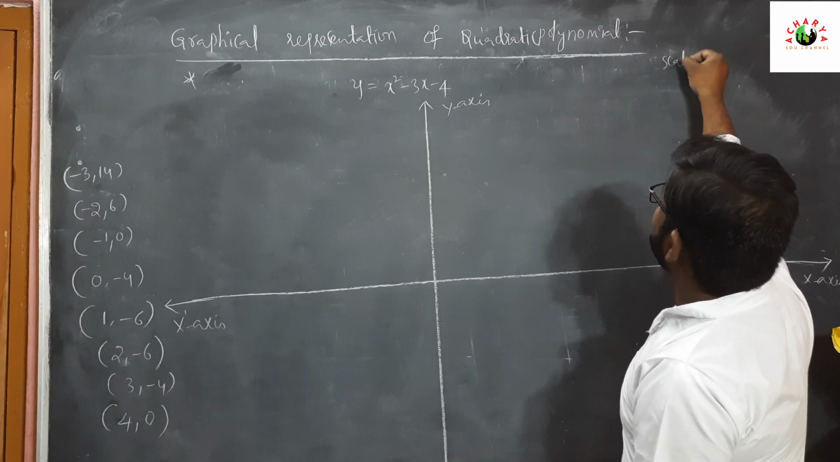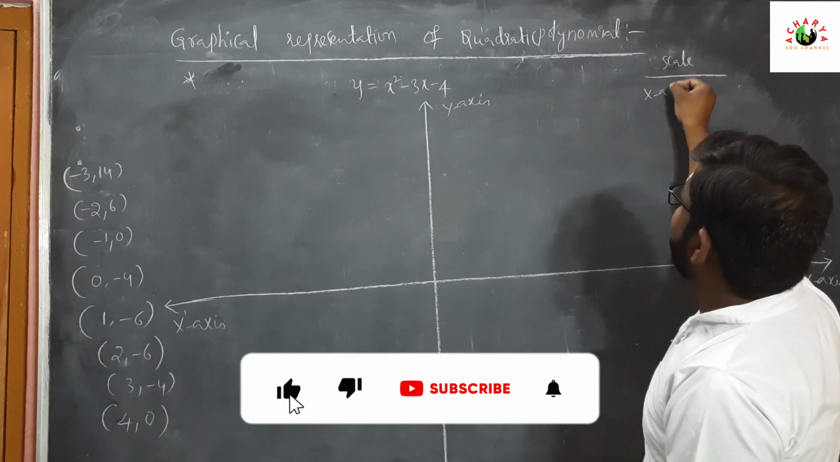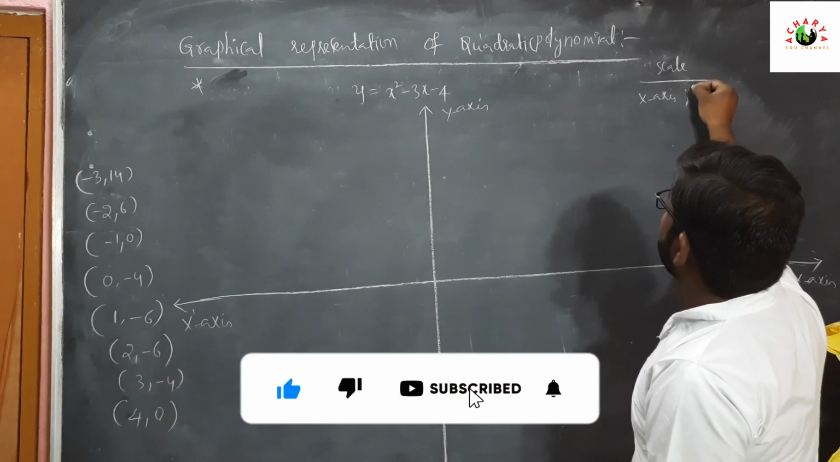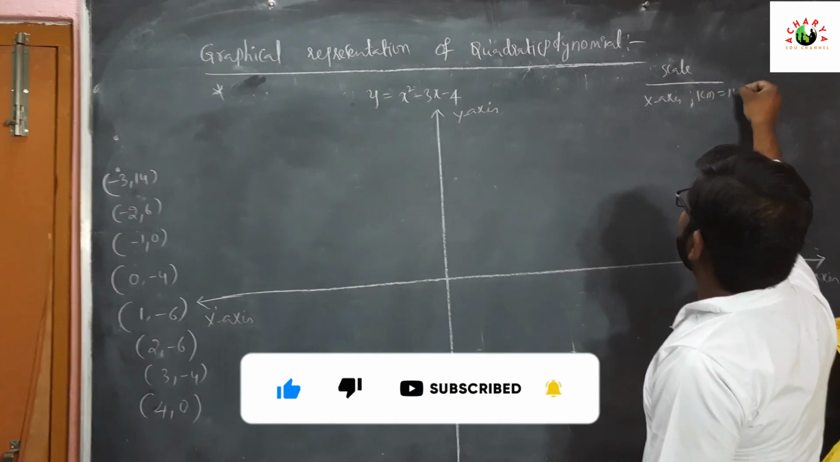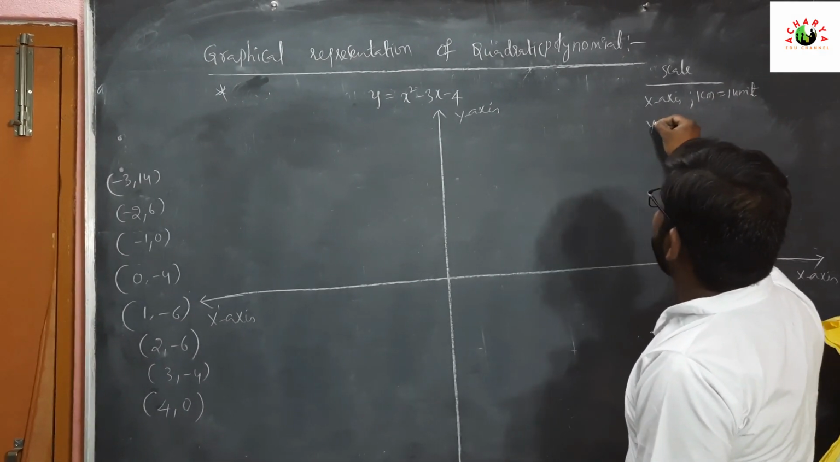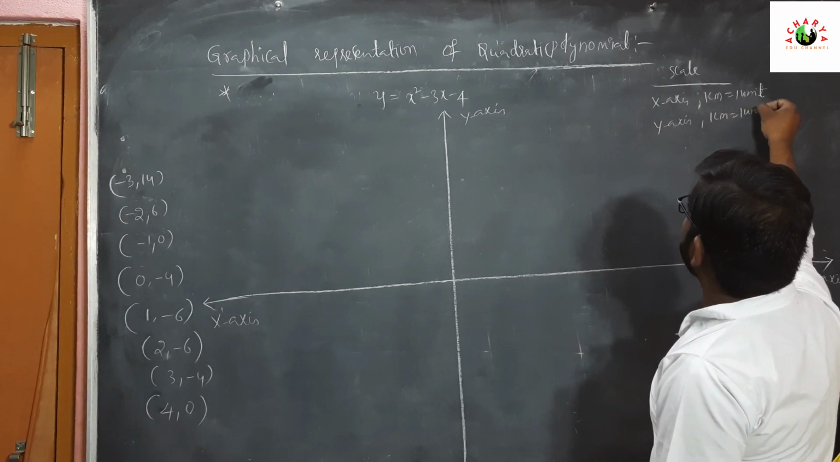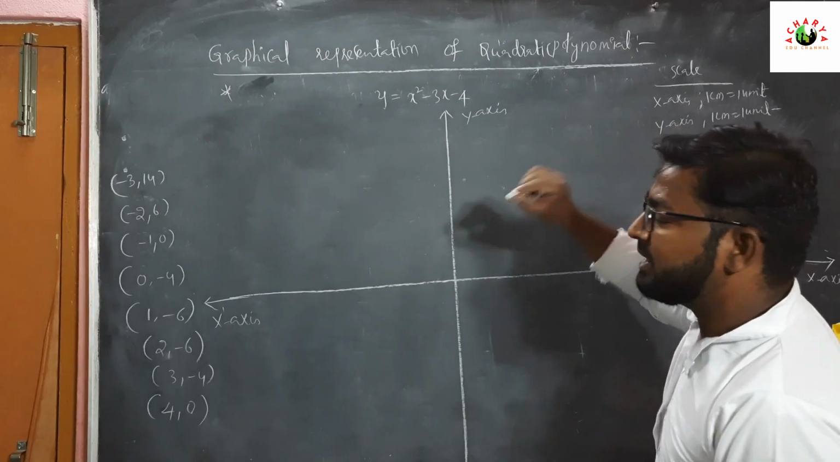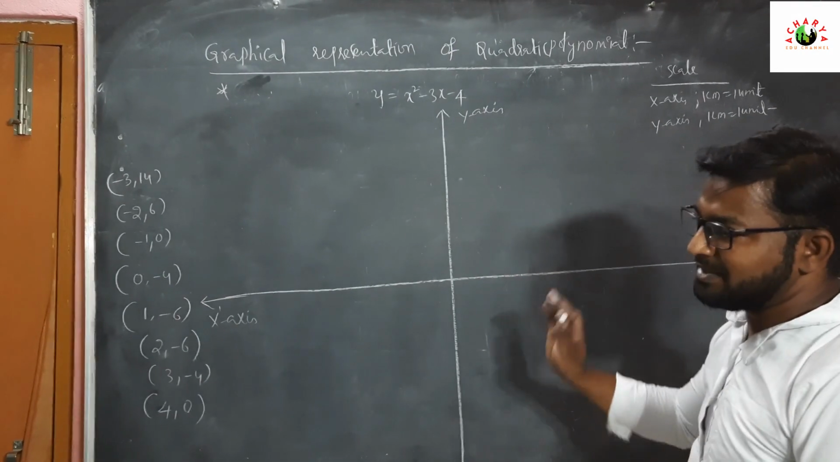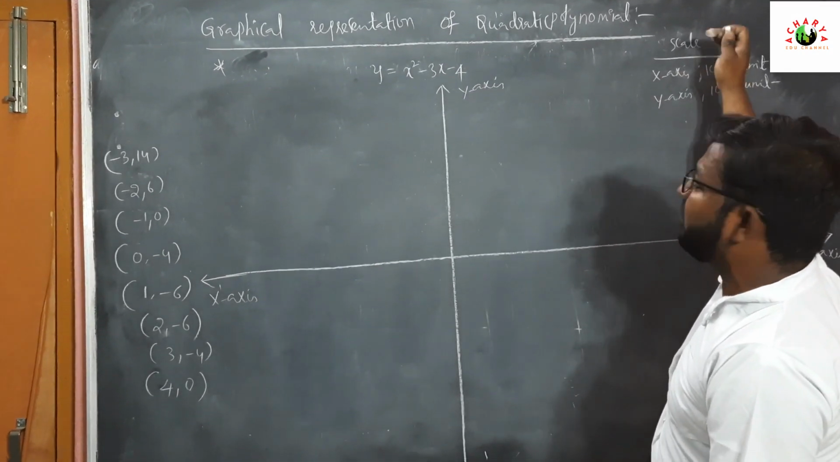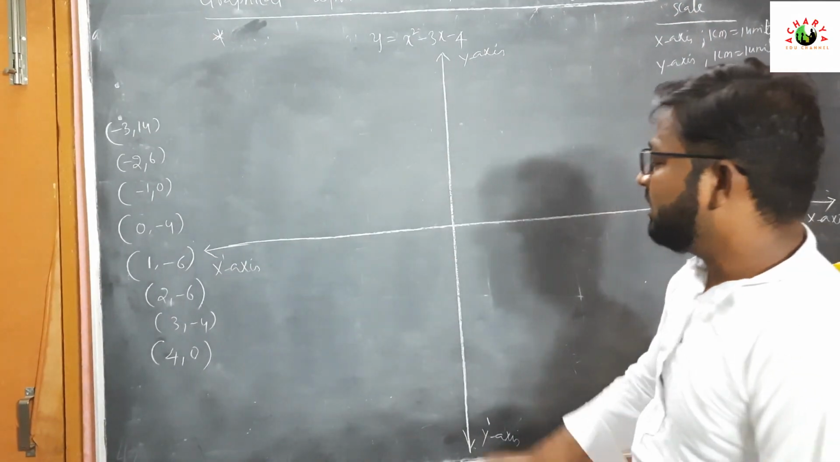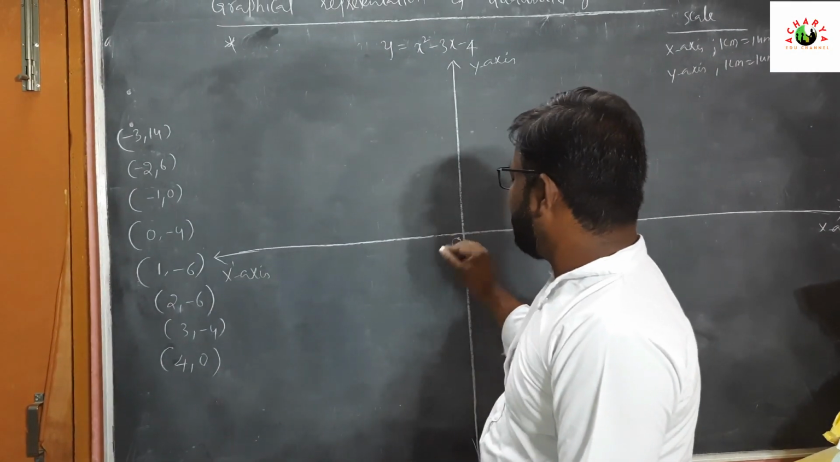Scale: x-axis 1 centimeter equal to 1 unit, y-axis 1 centimeter equal to 1 unit. Always we can write the scale on the right side of the graph and upside. Okay, now put 0 here in the middle.